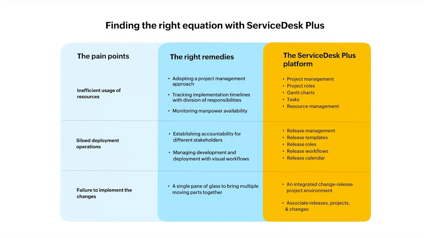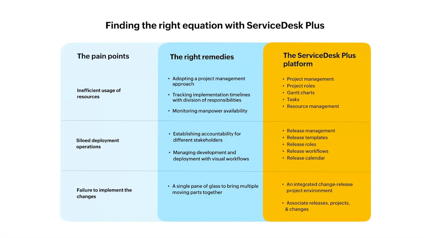And the final pain point is the failure to implement the change, right? So what's the main objective of any change that you initiate? To successfully implement it, right? In Zilker's case, the entire change was a failed change. So how do you ensure that you successfully implement the change?